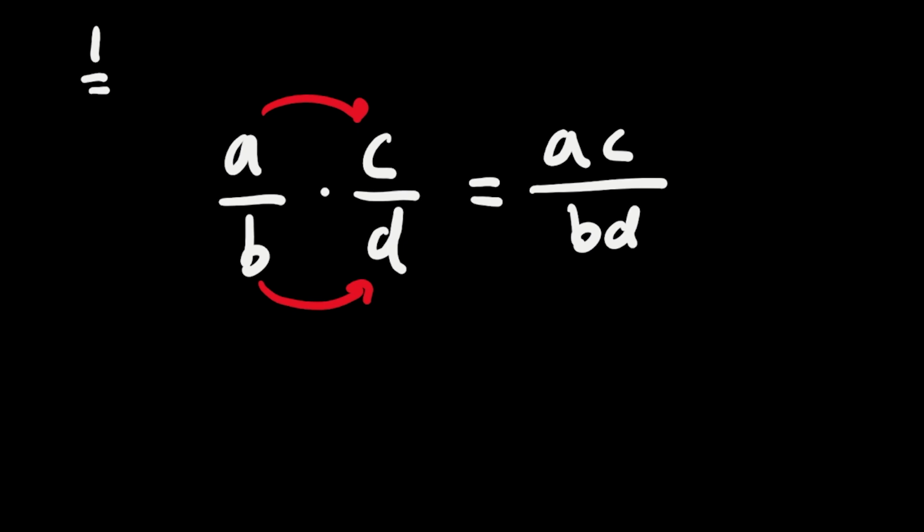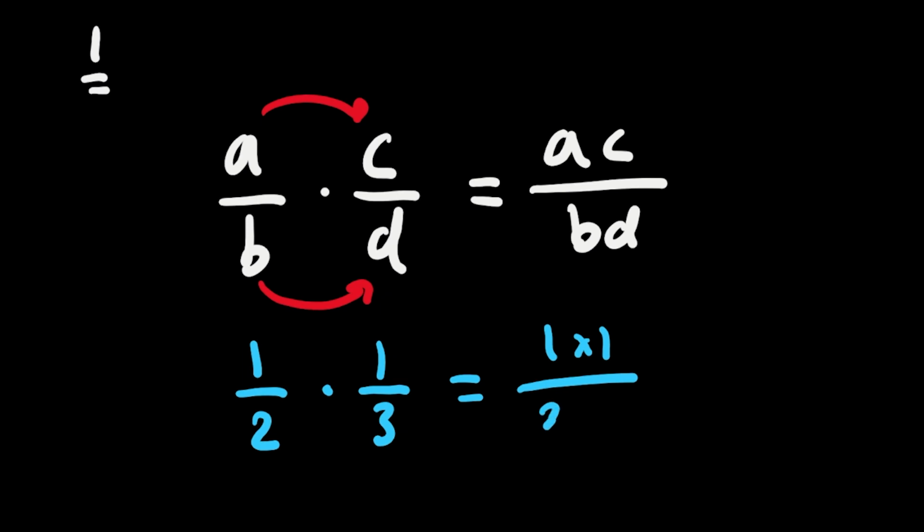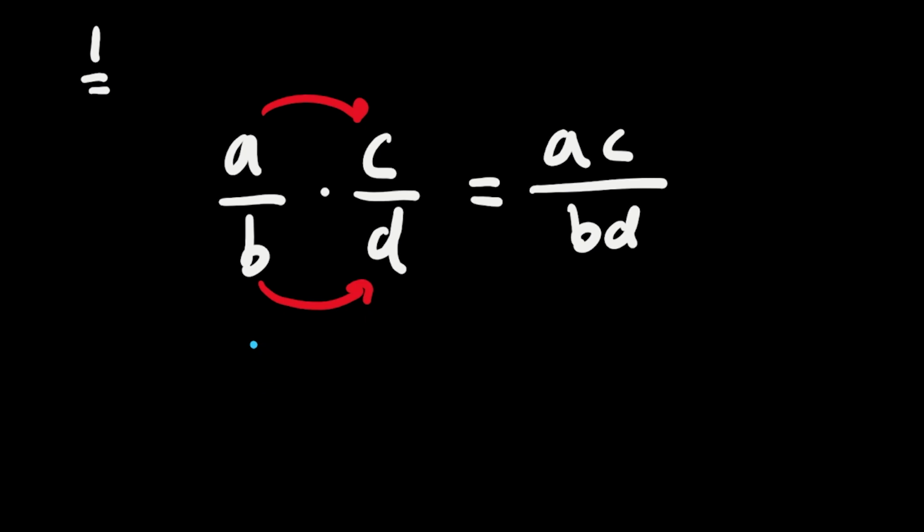When we have 1 over 2 multiplied by 1 over 3, that would equal 1 multiplied by 1 over 2 multiplied by 3, which equals 1 over 6. This is the first property. Let's see the next property.